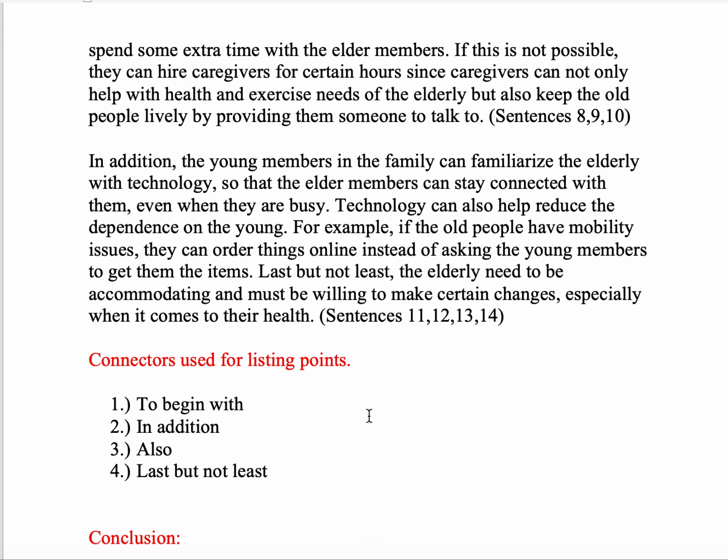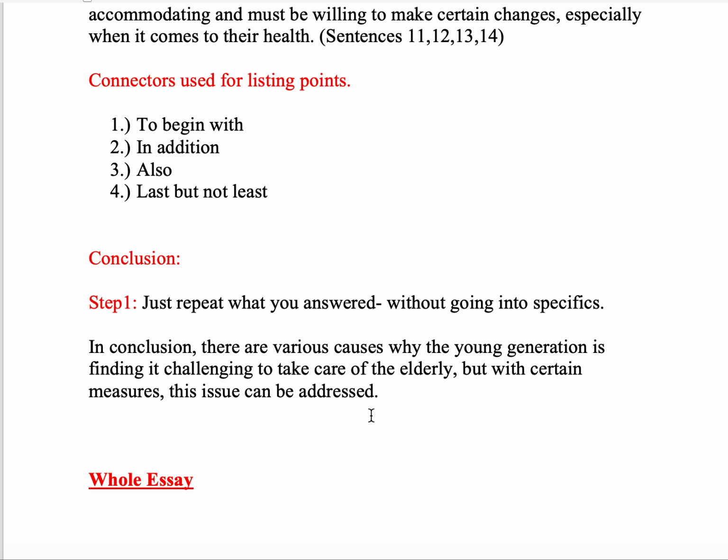And then in the conclusion, just one sentence, and you have to repeat what you answered without going into any specifics. In conclusion, there are various causes why the young generation is finding it challenging to take care of the elderly, but with certain measures, this issue can be addressed. So this is the conclusion, which is just one sentence.